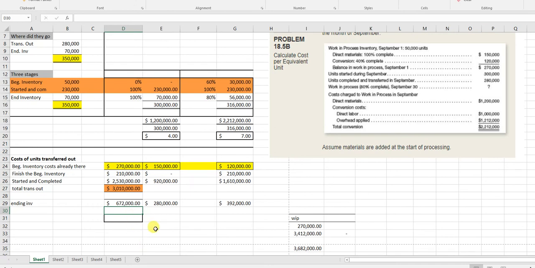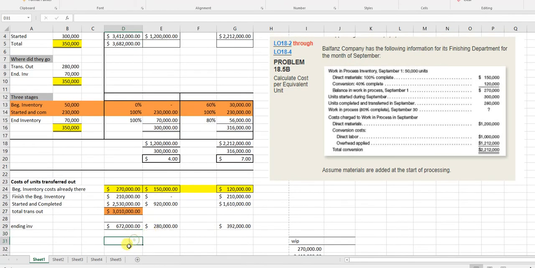So now I can double check. Here's my check figure. If I add up the 310 and the 672, I should have this number right there. And I do. So it balances and I should be right.